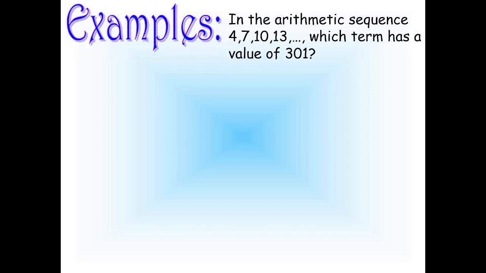Let's have another example. In the arithmetic sequence 4, 7, 10, and 13, which term has a value of 301? So in this question, we are looking for which term, so the value of n is missing. We are now looking for n. And 301 here is our a sub n. But we just don't know ikapila siya nga term.